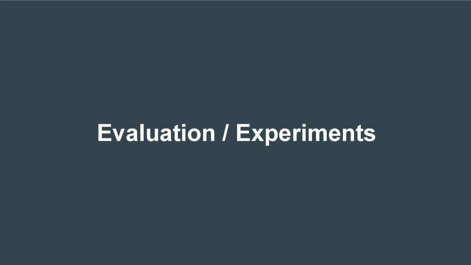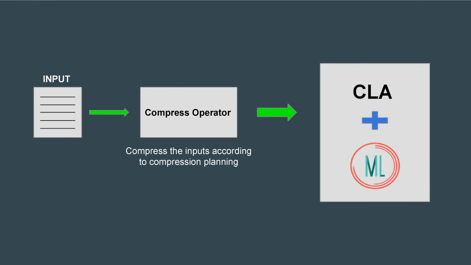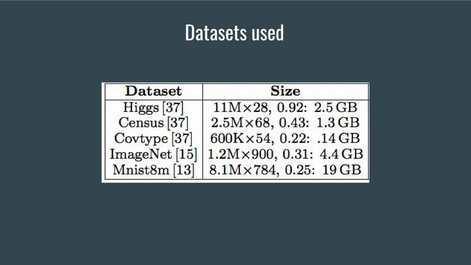Let us now see the evaluation and the experiments done by the authors. The authors used Apache System ML and integrated CLA into it for the experiments. System ML takes in a compressor operator, compressing inputs according to compression planning. Several frequently used algorithms were used, like linear CG, linear DG, etc. These are some of the real-world datasets and the scale datasets that were used to draw results for the experiments.